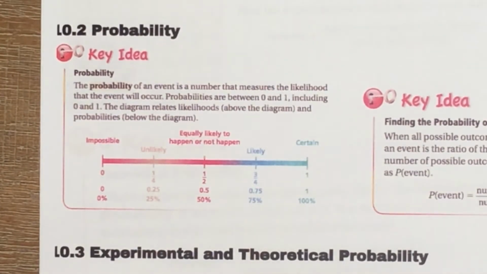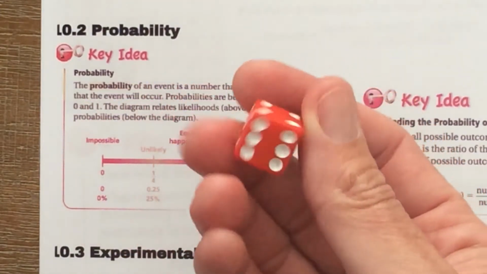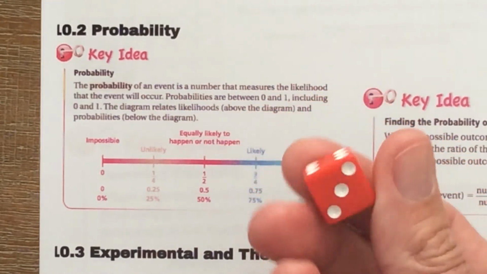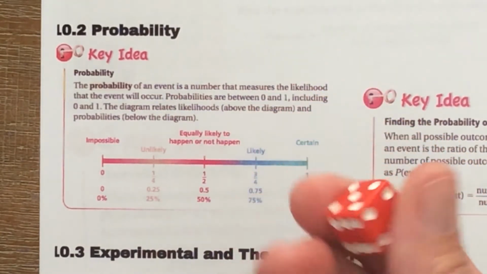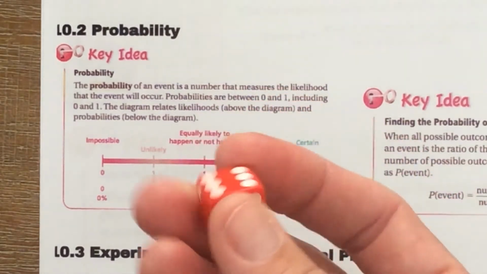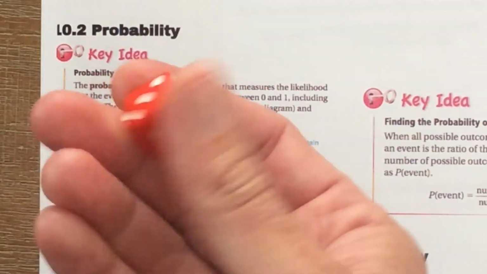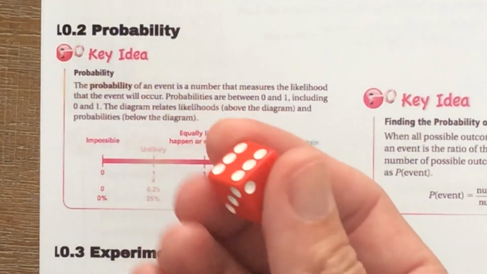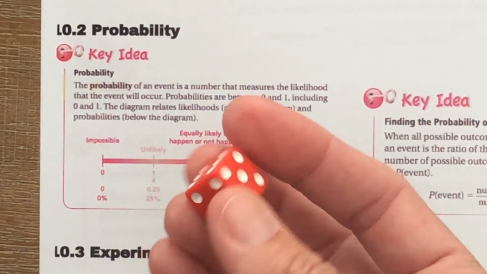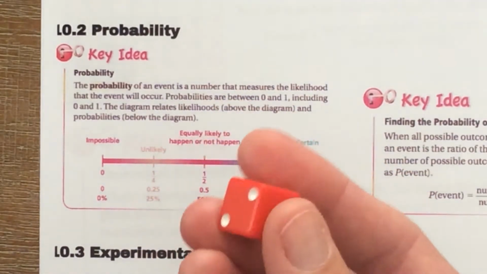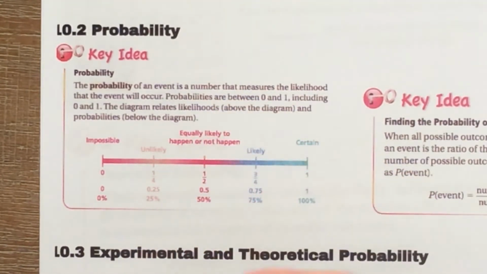Key idea, probability of an event is just measuring the likelihood that it will occur. For example, I have this number cube here, okay? It has 6 numbers. If I say, what's the probability that I'm going to roll this number cube and it's going to land on 0? That would be impossible because there is no 0 on here, okay? If I say, what's the probability that it's going to land on an even number? We know that we have 2, 4, 6. So that's 3 out of 6. So that would be here, right? That's equally likely to happen or not happen, and so on.